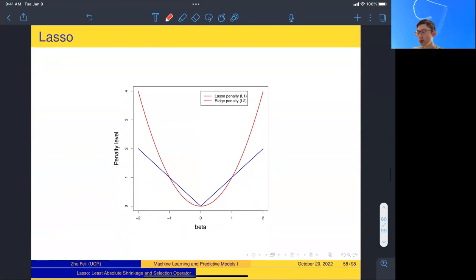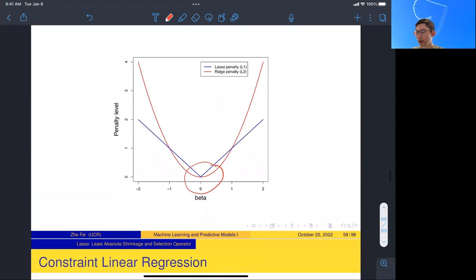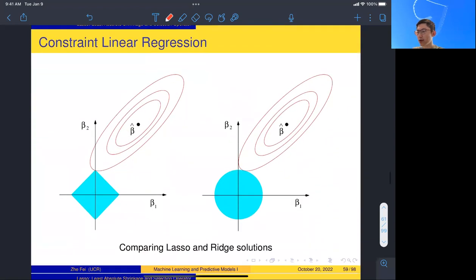Here is also a visualization of lasso penalty versus ridge penalty. We see that, instead of a ridge, which is a smooth red curve, lasso has a sharp bond. This contributes to the selection effect of lasso. Once again, this is the constraint plot that we've seen earlier.